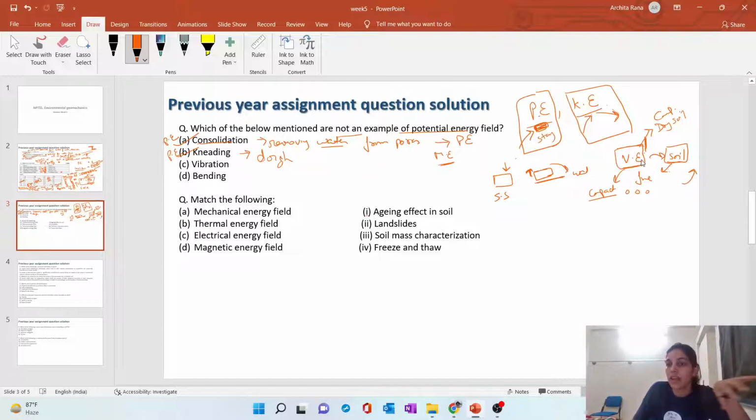But once the vibration energy is removed, or once this system is removed, it is still a dry soil, so the surface will try to erode itself, right? So it is an example of kinetic energy.